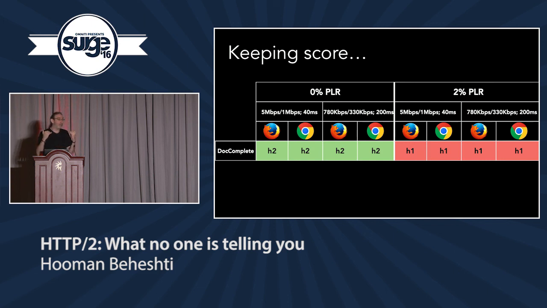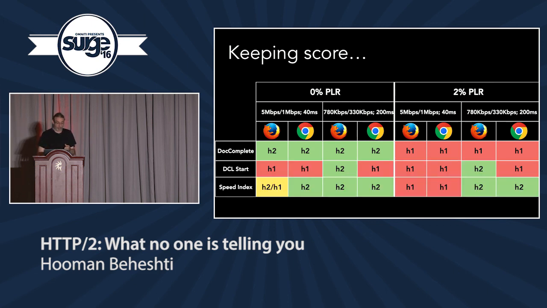Now, I'm a good web performance citizen, and I know that doc complete isn't the only metric I should be looking at. I saw a great talk from Tammy Everts and Pat Meenan that said DOM content loaded seems to be a very good indicator of e-commerce conversion. So I want to make sure I look at that. And I also like speed index. If you've ever used WebPageTest, speed index is a great metric. It's an aggregate metric that it calculates for you based on visual completeness of the page.